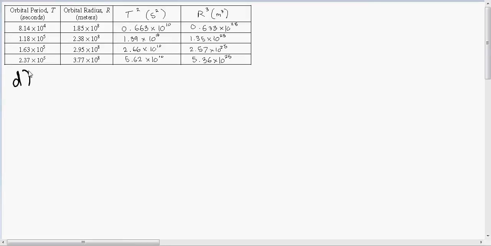For part D, we use the data given in the table, orbital period T and orbital radius r, to find the quantities that we need to graph. So earlier we found we were going to compare time squared and r cubed. So just take all the T values here and square them and put them in the table over here. And do the same for the radius, but this time cube it. And then fill in the table. And here are all the values that I already solved for.